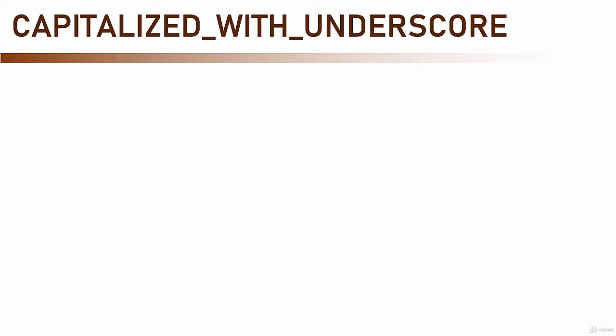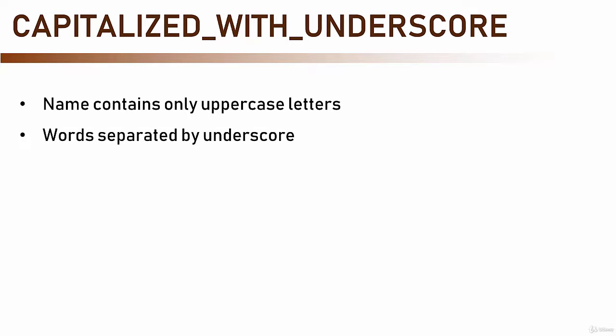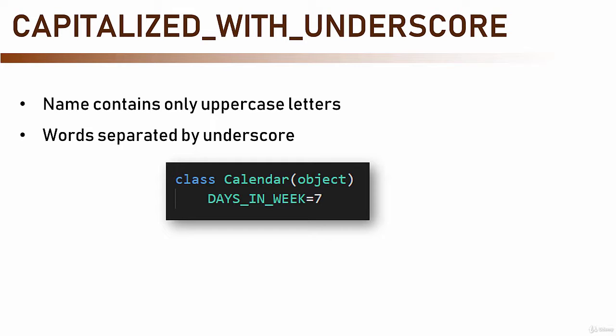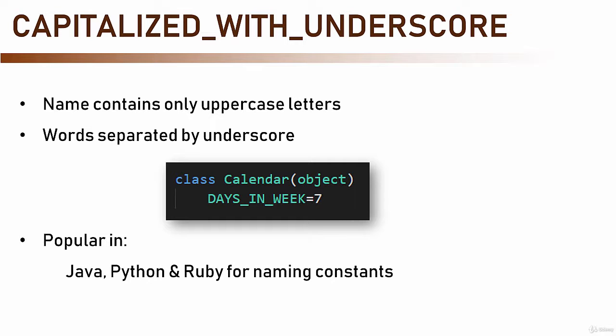Another similar convention is capitalized with underscores. The difference between this one and the lowercase separated by underscores is that while in the former we use only lowercase letters, in the latter we use only capitalized letters. For example, the variable days in week will look like this in the capitalized with underscores. This convention is often used in Java, Python, and Ruby for naming constants.